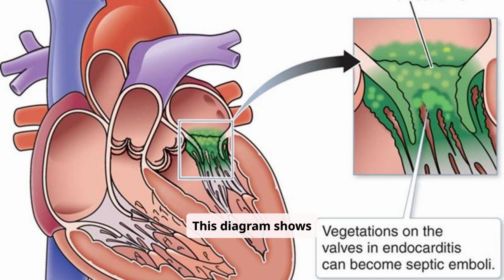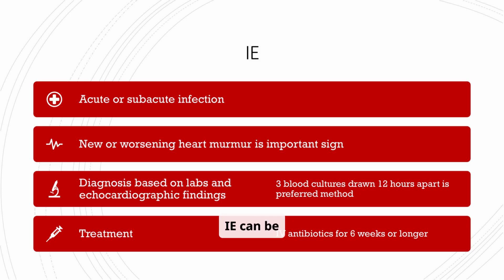This diagram shows vegetations on the valves in endocarditis. These vegetations can become septic emboli, leading to serious complications. IE can be acute or subacute. A new or worsening heart murmur is an important sign.